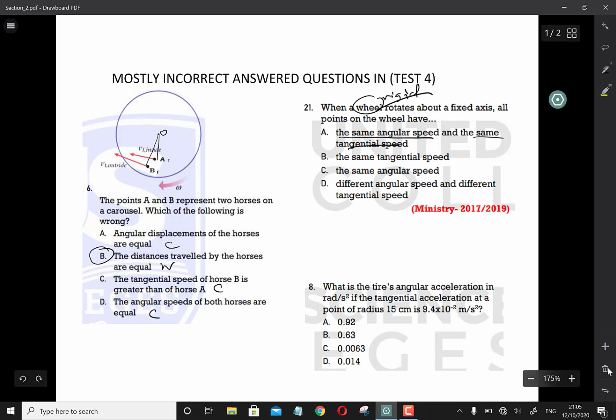So a part of this sentence is correct, but the other part is wrong. That's why this cannot be the correct choice. Same tangential speed, no. Tangential speeds are different depending on the radius and distance to the axis of rotation. Same angular speed, this is correct because every point has the same angular speed, same angular displacement, same angular acceleration for a rigid object. So the choice is going to be C.